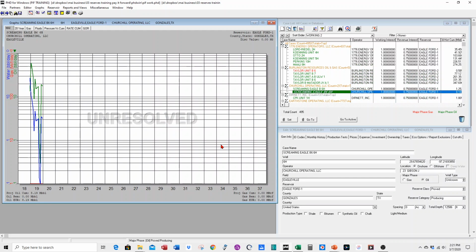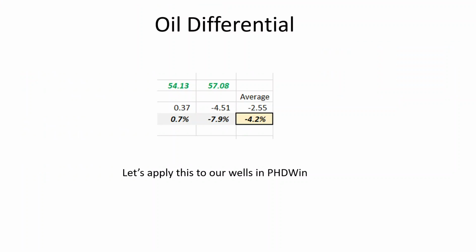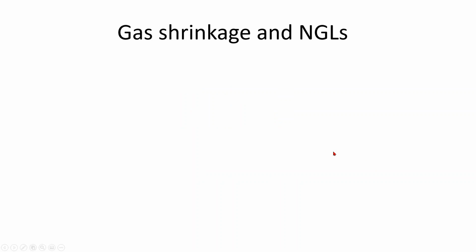Now we have wells with production, we have a price, we have an operating expense, we have ownership, we have price differentials. And the next thing we want to look at is the NGL yield. So let's go back to our presentation. Okay, so we're going to talk about gas shrinkage and NGLs.